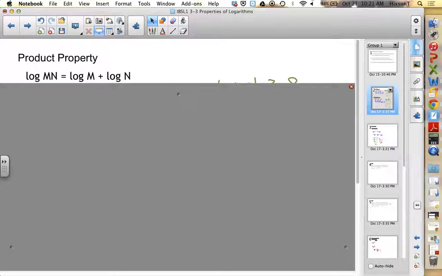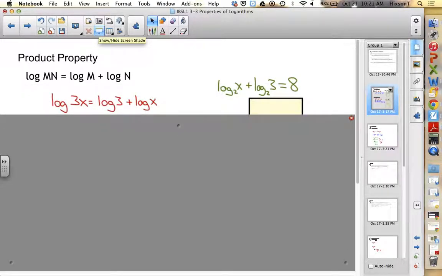And these properties do work both ways. If you have the sum of two logs, you can write it as the log of those two things multiplied together. If you have a log of a product, you can split it into two different logs added together. So, for example, if I had the log of 3x, I could take the log of 3 plus the log of x. How might that be helpful? Well, I could do log of 3 on my calculator now, and now I just have to deal with the x part.